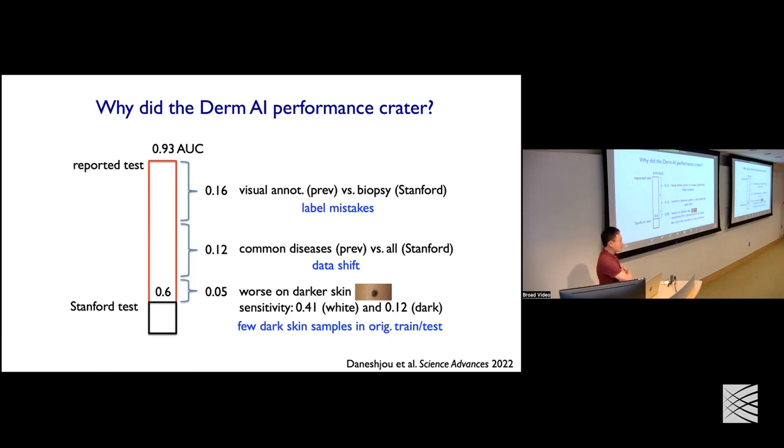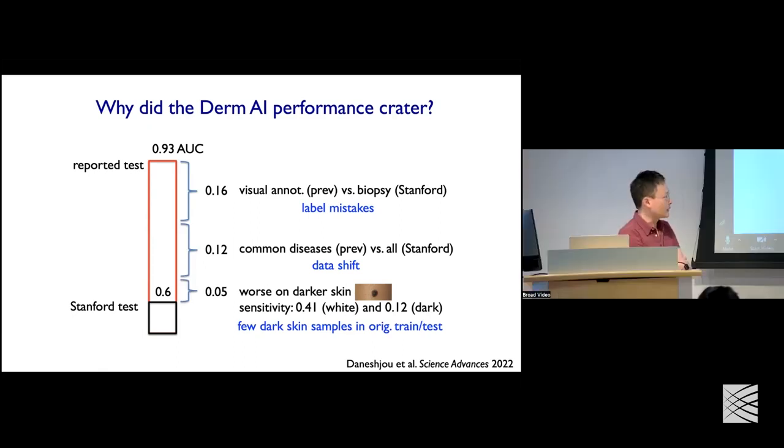So the third factor that we identified was also quite important, which is the models end up doing much worse on images that came from darker skinned patients. Basically, if you look at the sensitivity of the model, so sensitivity here means that if a patient has skin cancer, how often would the model detect skin cancer? Sensitivity is actually really low when the models are applied to images that came from darker skinned patients.